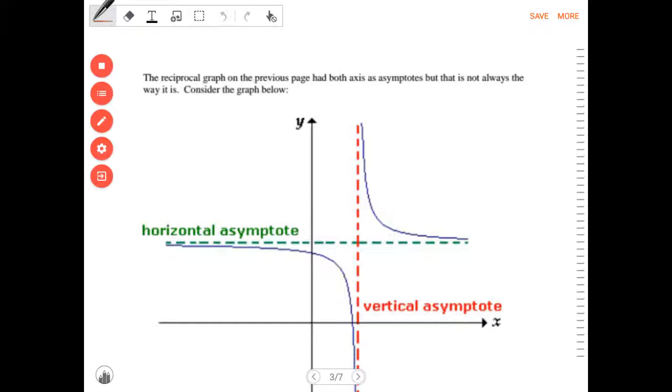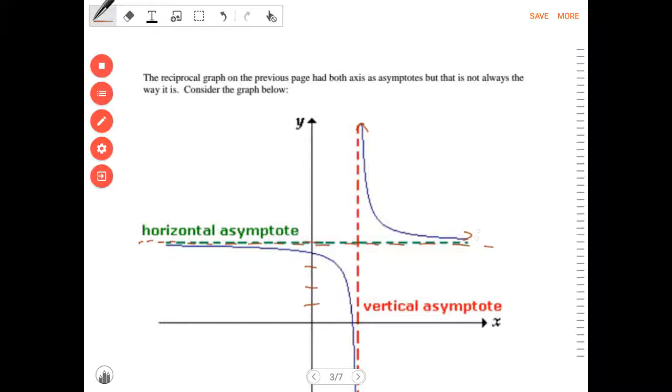So the reciprocal graph on the previous page had both of its axes, both the x and the y axes, as asymptotes, but that is not always the way it is. So I want you to have just a quick look at this mythical graph I made up. It looks like this, it goes like that. So there's a horizontal asymptote, and it goes along here. I didn't give you numbers for it, but let's say that's 1, 2, 3, 4.